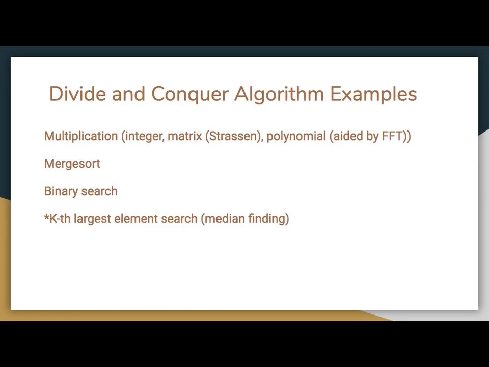So some examples for this are multiplication of integers, matrix multiplication, polynomial multiplication, we just saw FFT in lecture, merge sort, binary search, and a famous one from the past homework, the k-th largest element search. These are base divide and conquer algorithms that you should have in mind and be very familiar with, because as you saw in the homework, you will use them to solve other problems that are worded differently, but if you modify one of these, you have the solution.